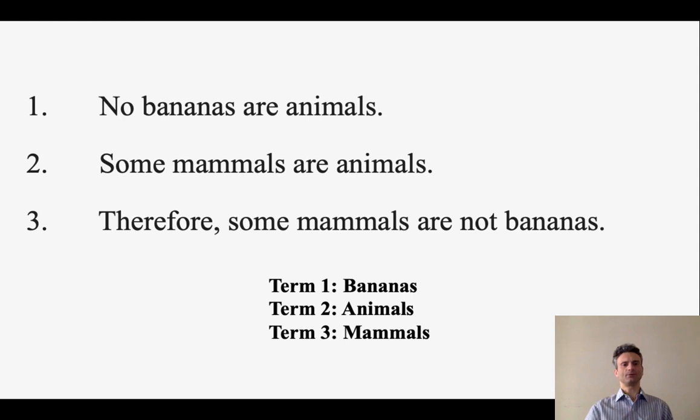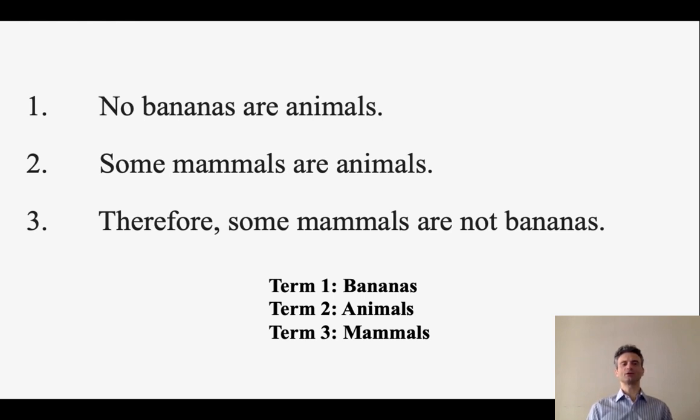Let's take this example. No bananas are animals. Some mammals are animals. Therefore, some mammals are not bananas. As you can see, there are two premises, and number three is the conclusion. This is a typical categorical syllogism. Now, what makes it a categorical syllogism is that all the premises, including the conclusion, are expressed in categorical form.